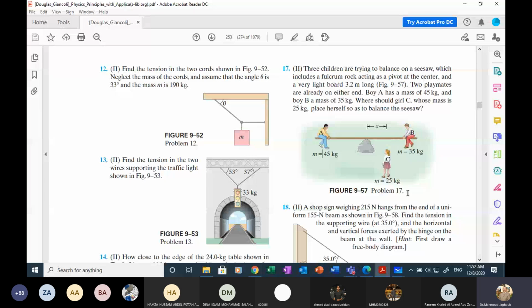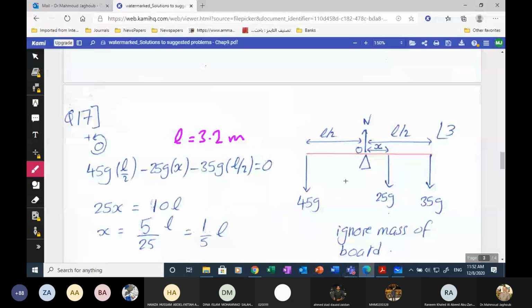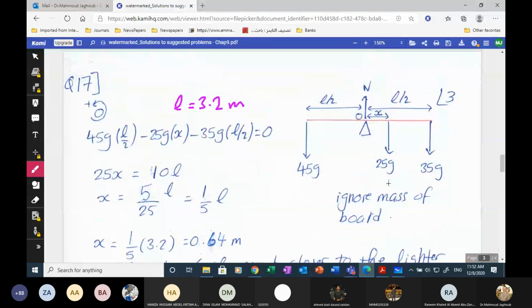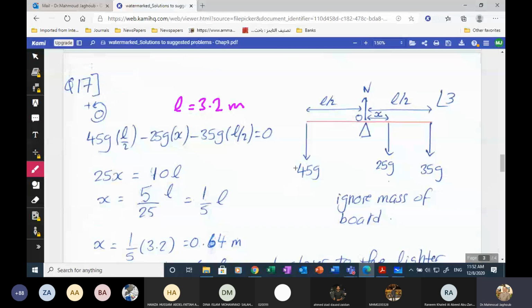So now I draw a free body diagram like this. This is the weight of the 45 kilogram boy. This is the weight of the 35 kilogram boy. The full length of the board is L, and I have written it as L over 2. Now, what is this force I have drawn here? What is this? Normal force. This is the normal force. Yes, it's the normal force.